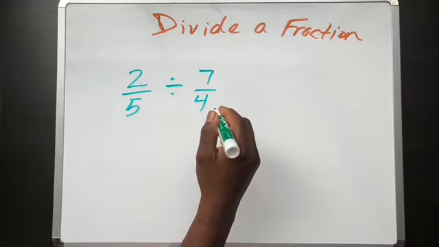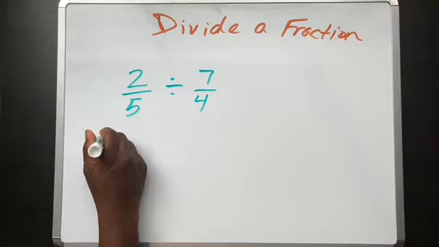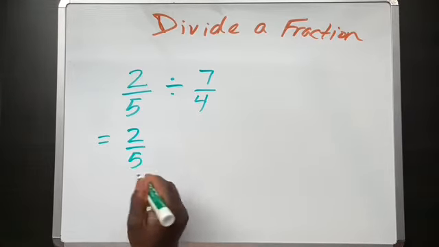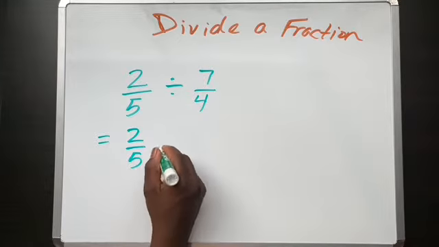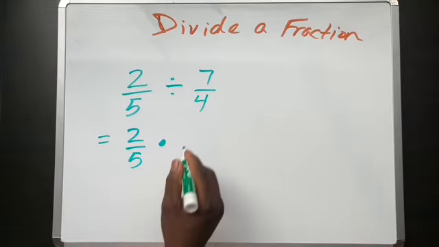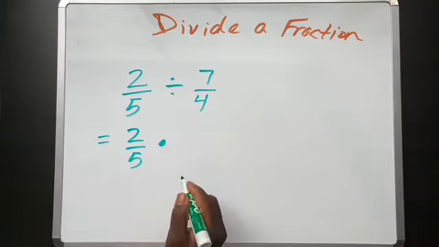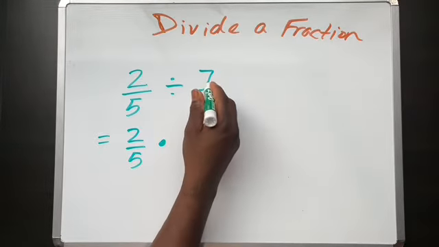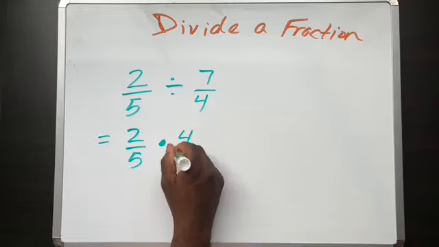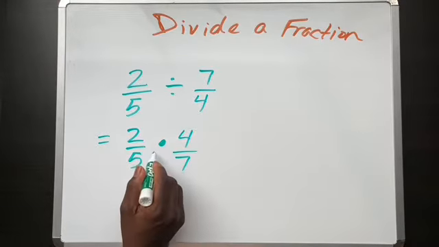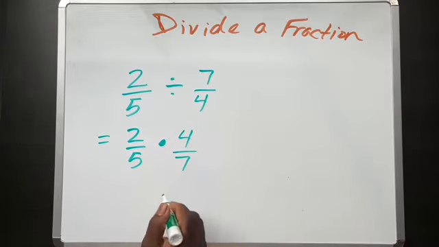Now, when you're dividing fractions, the first thing you want to do is you want to keep the first fraction. So I'm going to write that again. Change the division symbol to multiplication. And then we're going to write the reciprocal, or we're going to flip this fraction. So the reciprocal of 7 over 4 is 4 over 7. So you keep the first fraction, change the division to multiplication, and then flip the second fraction.